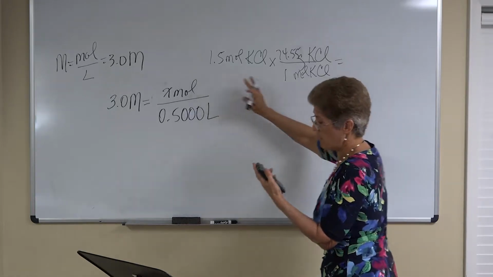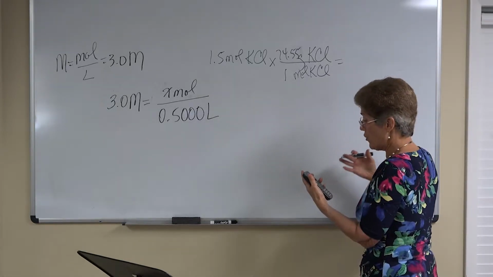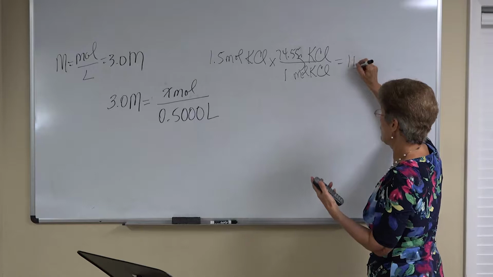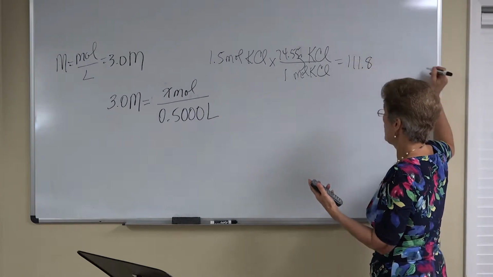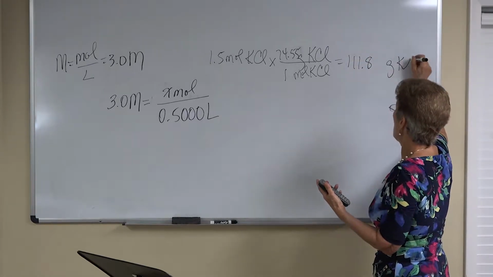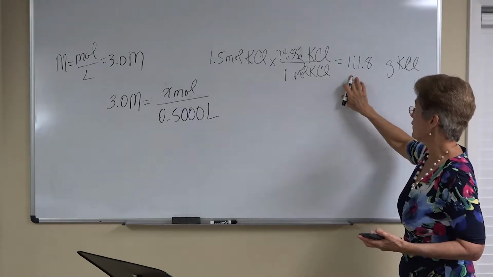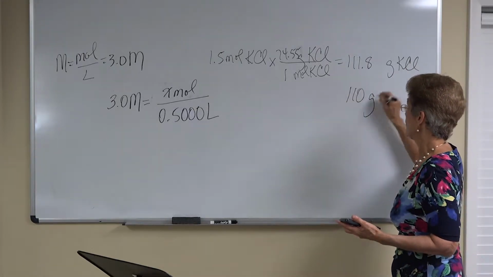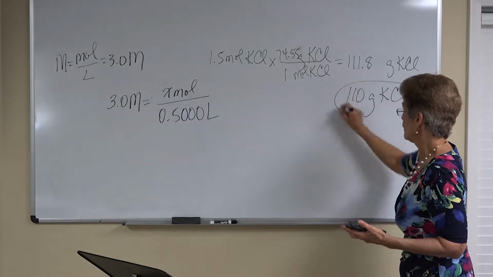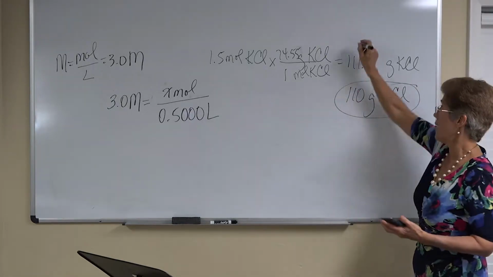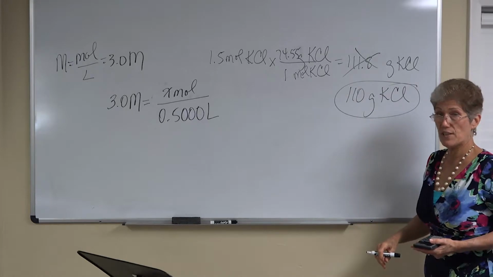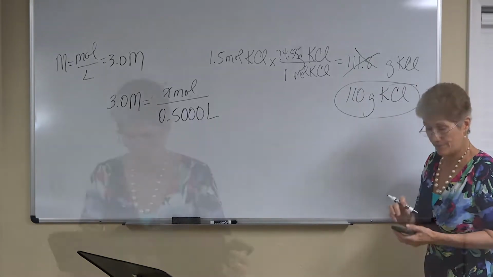We have two significant figures. What comes out of my calculator is 111.8 and so on grams. But look at this, we need two significant figures. This number in two significant figures would be 110. So the answer would be 110, not this, because that has too many significant figures. So make sure your answer is this.